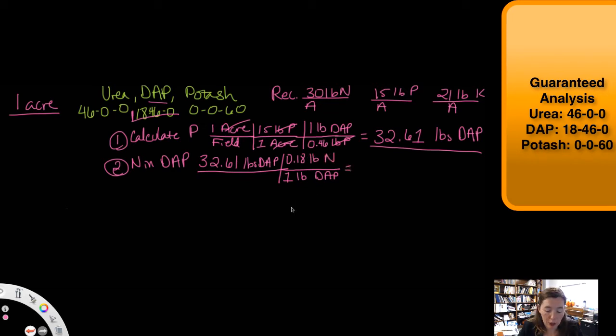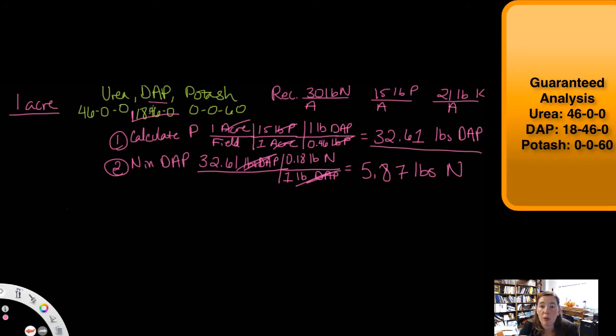So we're going to take that 32.61 and multiply by 0.18. And so we actually have 5.87 pounds of nitrogen in our DAP. Let me cross that out. So our DAP has two nutrients. It has nitrogen and phosphorus.